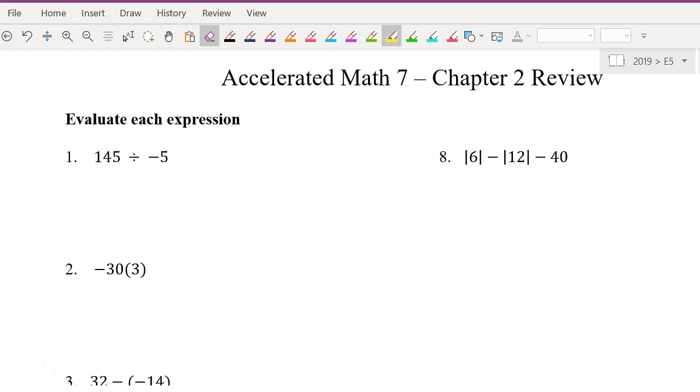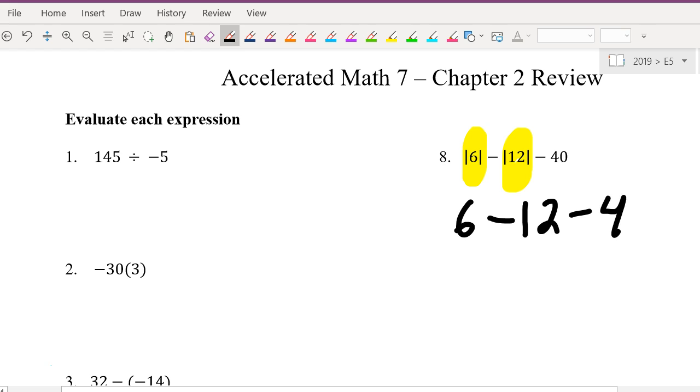Now, we didn't spend that much time on absolute values, so I'm going to go through and just get rid of all the absolute values first. So what does 6 become, Richie? 6. Exactly, it stays positive. What does 12 become? Good, excellent, it stays positive. If it was negative, it would become positive because it's always positive.